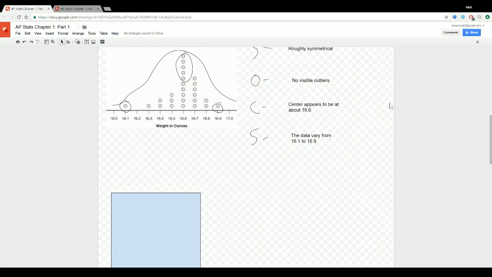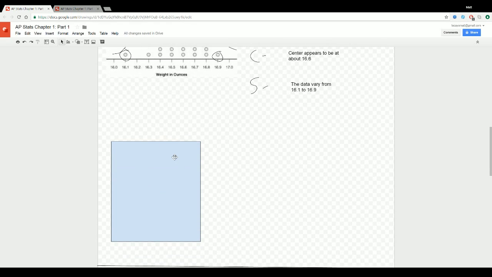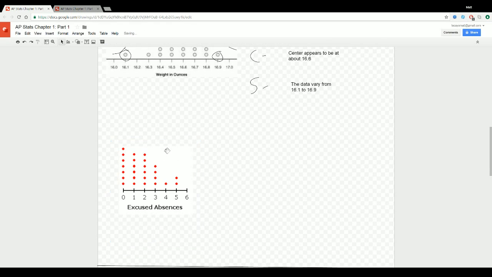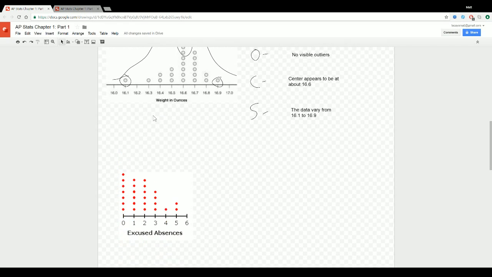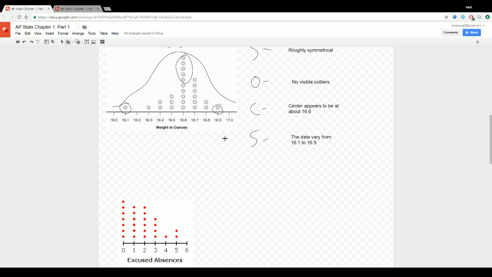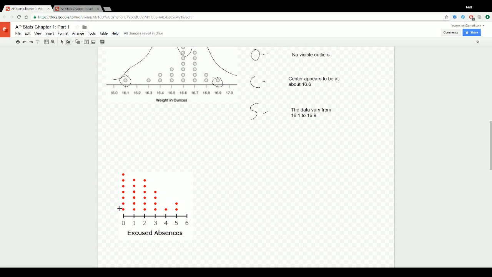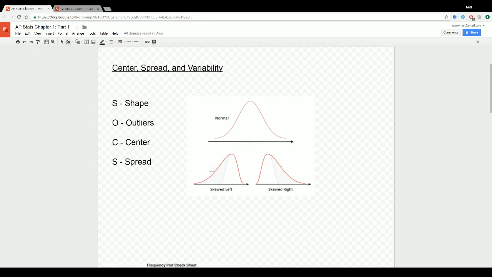So let's continue by looking at one more example. Here we have a simple dot plot of excused absences. Again, let's begin by looking at the shape. If you look at this curve, it's about like this. It's a really good drawing. But if you look at that, you can see that it's clearly skewed to the right.